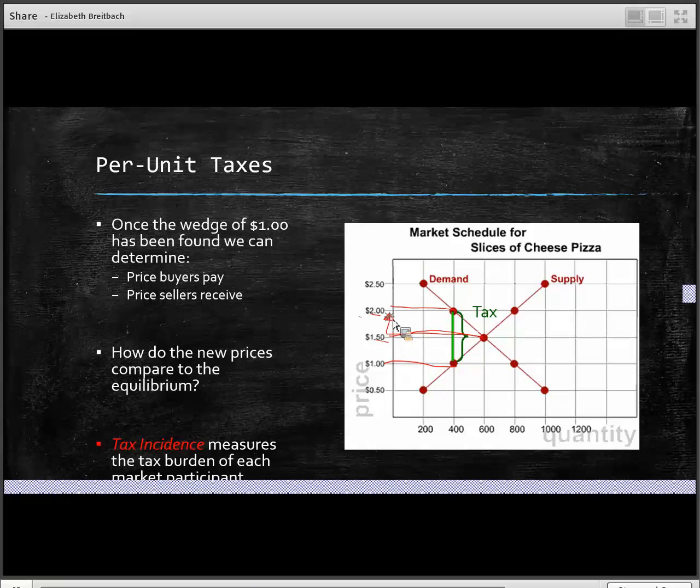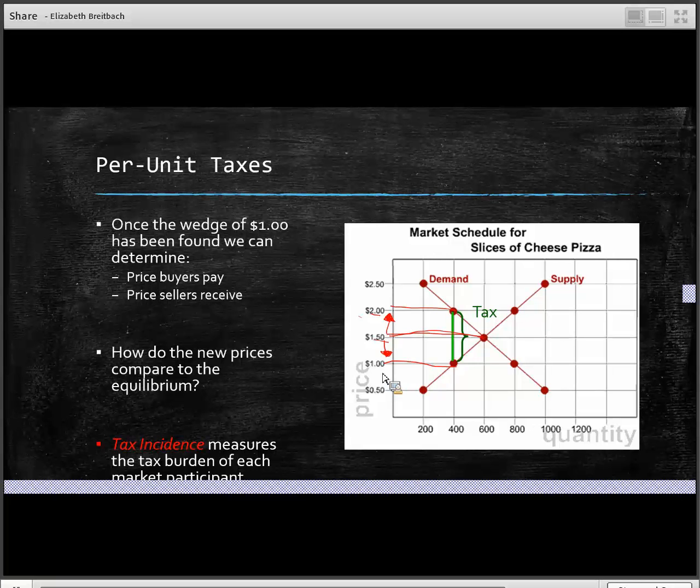And this burden, how much unhappier each of our market participants is, is measured through tax incidence. Tax incidence measures the tax burden of each market participant. So if you can't see that part, it says market participant.